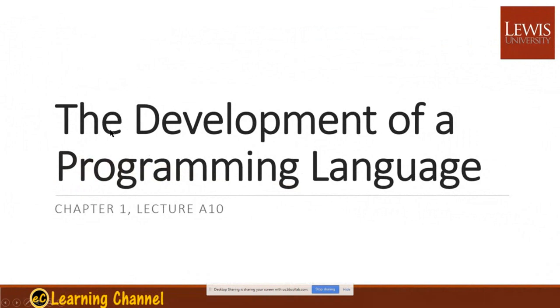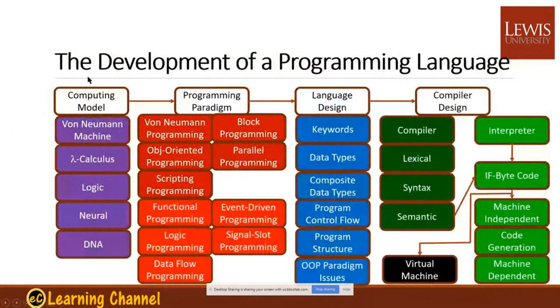Okay, the last lecture, the development of programming language. We started from finding a good computing model: Neumann, lambda calculus, logic, neuron, or DNA. Then we find a paradigm, whether we want block programming, pair programming, script programming, signal/slash programming, or logic programming. Whatever paradigm we pick, then we design a language: what keywords we need, what data types, what data structures we support, flow, and OOP issues. Then we go into compiler design.